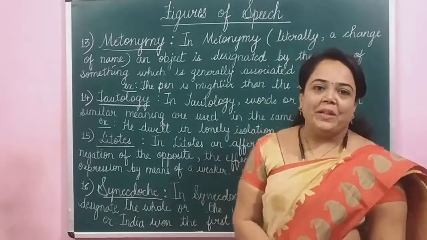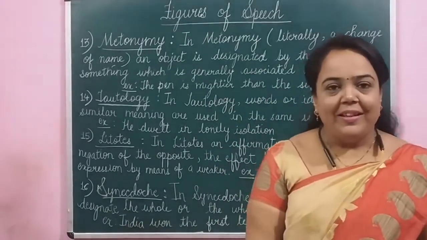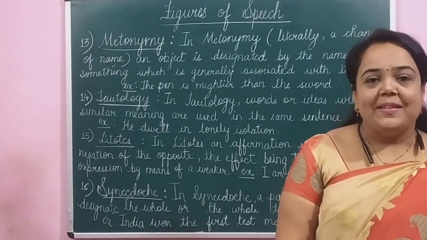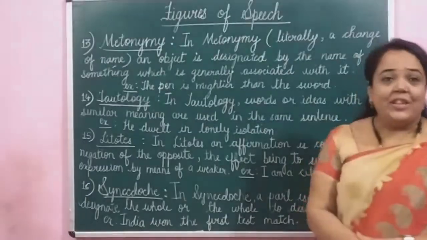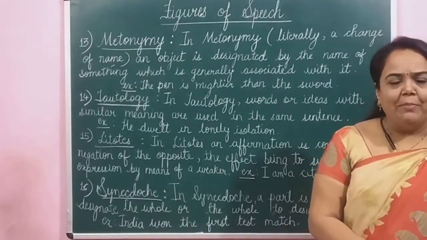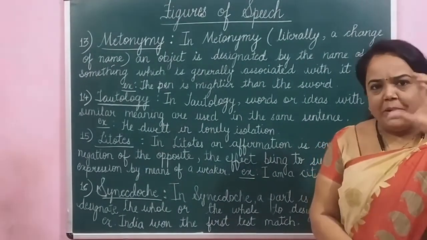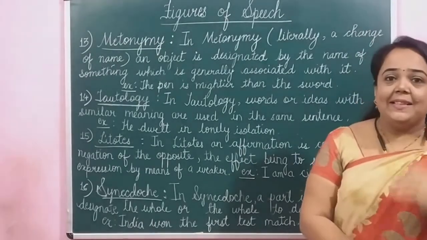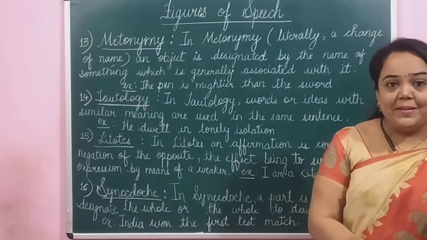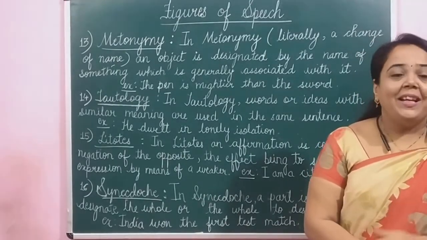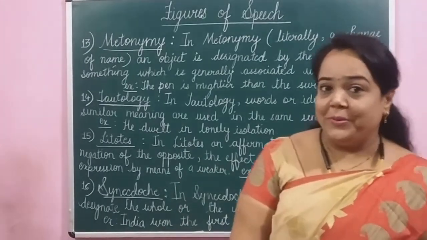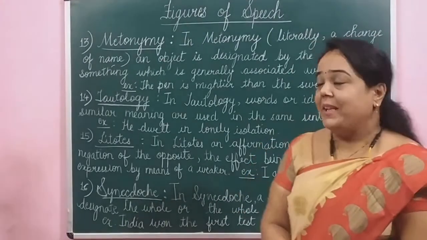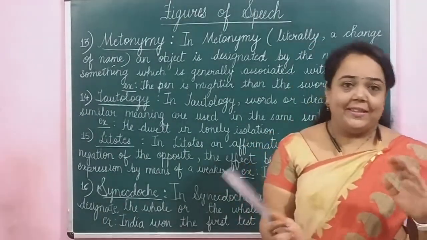Now, metonymy. What is metonymy? It is a change of meaning. It literally means that instead of using that particular word, we are using a word which is associated with it. And the association is so strong that everyone can identify what exactly you want to convey. Okay? An object is designated by the name of something which is generally associated with it.